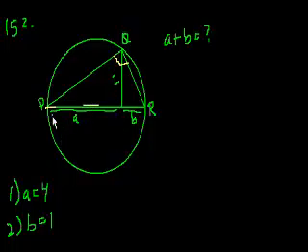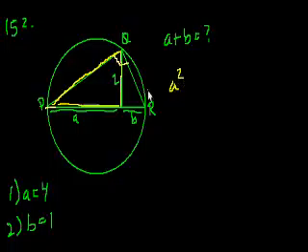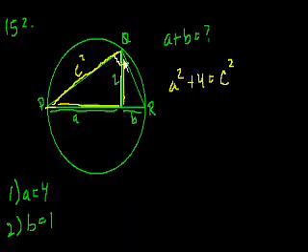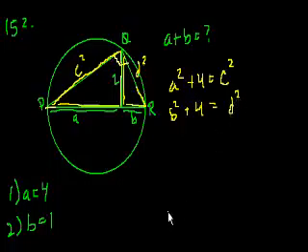relates A and B. So if we look at just this triangle right there, we know what? We know that a squared plus 4 is equal to, let's call this side c, c squared. Fair enough. If we look at this smaller triangle right here, we know that b squared plus 4 is equal to, let's call this d squared. That's the hypotenuse of the smaller triangle, is equal to d squared.